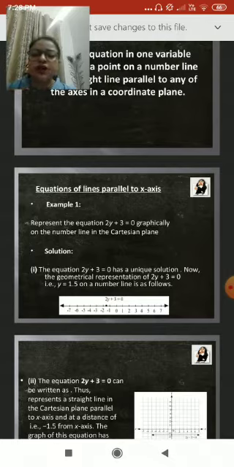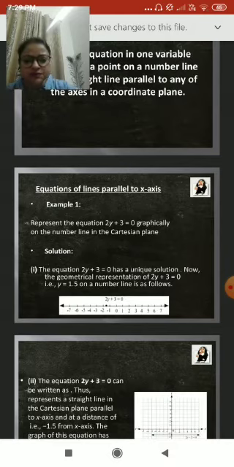So how do we do it? The equation is 2y plus 3 is equal to 0. I find the value and I get y as minus 1.5. So how do we put it? I make a number line and plot the points, positive to the right-hand side of 0 and negative values to the left. And I simply plot the point with a simple dot.